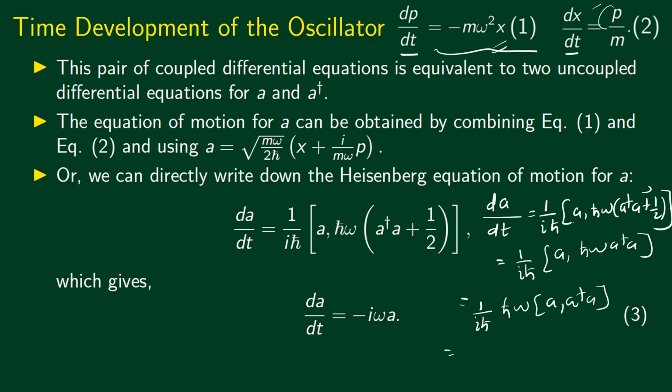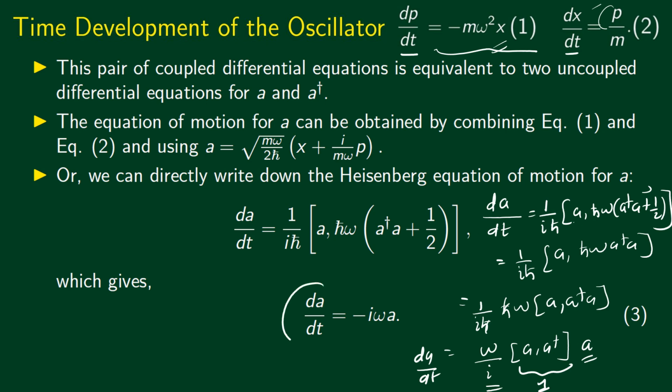The ħ cancels, so this is equal to ω divided by i, the commutator of a with a† multiplying a. There is one more commutator, which involves the commutator of a with a, which is equal to 0. And we already know that the commutator of a with a† is equal to 1. We had evaluated this. So we get da/dt is equal to ω divided by i multiplying a, or da/dt is equal to minus iω multiplying the operator a.